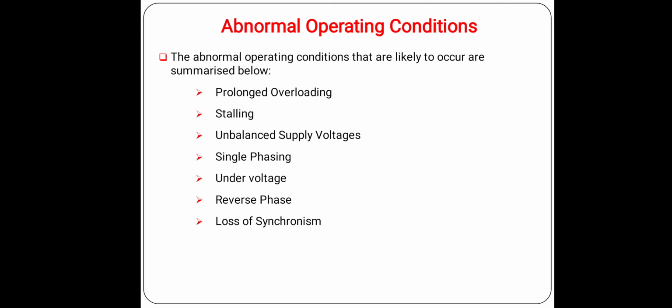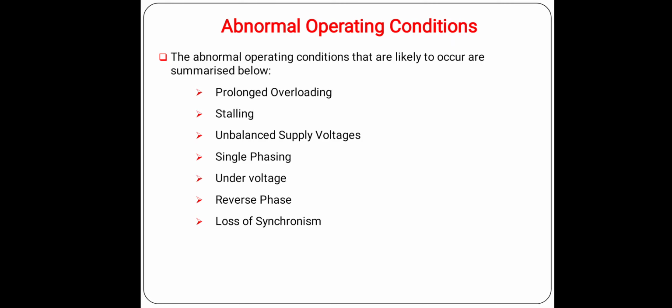Now next abnormal operating condition is stalling. Due to a mechanical problem or overload at start, the motor may stall and may refuse to start. This is not desirable because in such a condition it draws excessive current. Hence, immediate isolation of the motor from the supply mains is essential. Next one is unbalanced supply voltage. We all know that an unbalanced three-phase supply causes negative sequence current to flow in the motor, which is likely to cause overheating of the motor, and this is a cause for failure of the winding. The next one is single phasing.